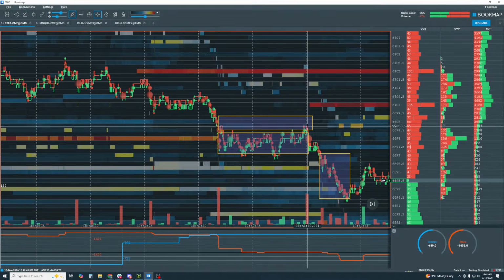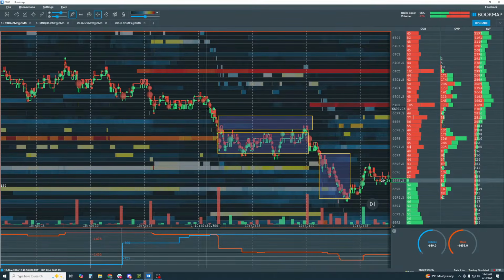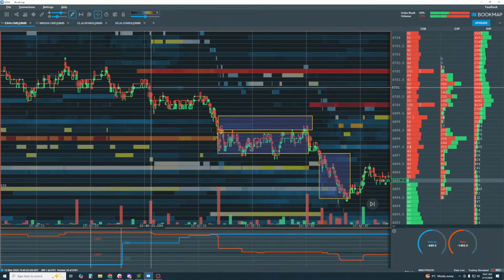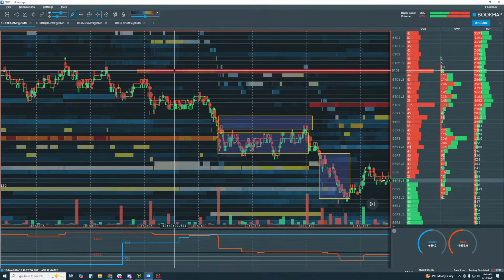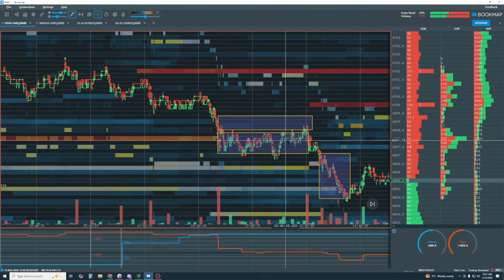Okay, now we don't know. This is the minimum here where we're looking for rejection. It could have come up higher. It could have come up here. It could have come up to here. Could have come up and traded back to here at OT up here. We don't know.